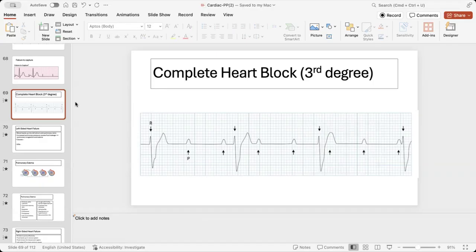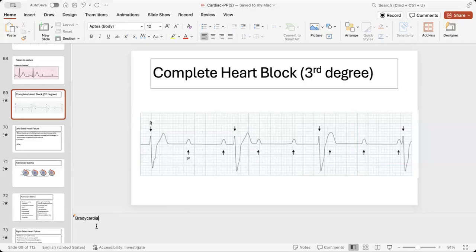What do you notice about it? Here we've got P waves. Are they equal? No, we've got a P wave here, we've got one over here. Very chaotic, right? P waves don't add up to really anything. There's no rhythm to it. We have QRSs though. But what do you know about third degree heart block? What is our rate going to be? What do you notice on the rate right there? It's low. They're going to be very bradycardic.